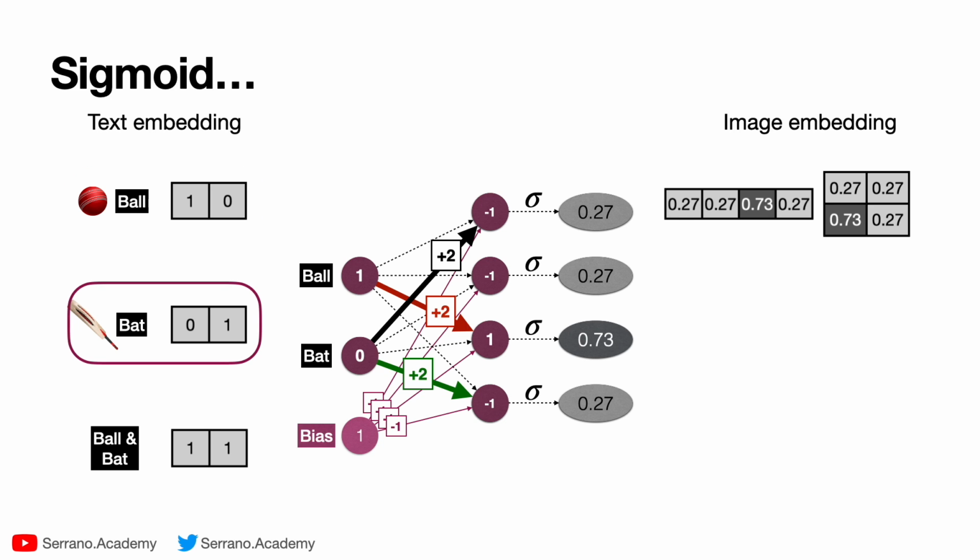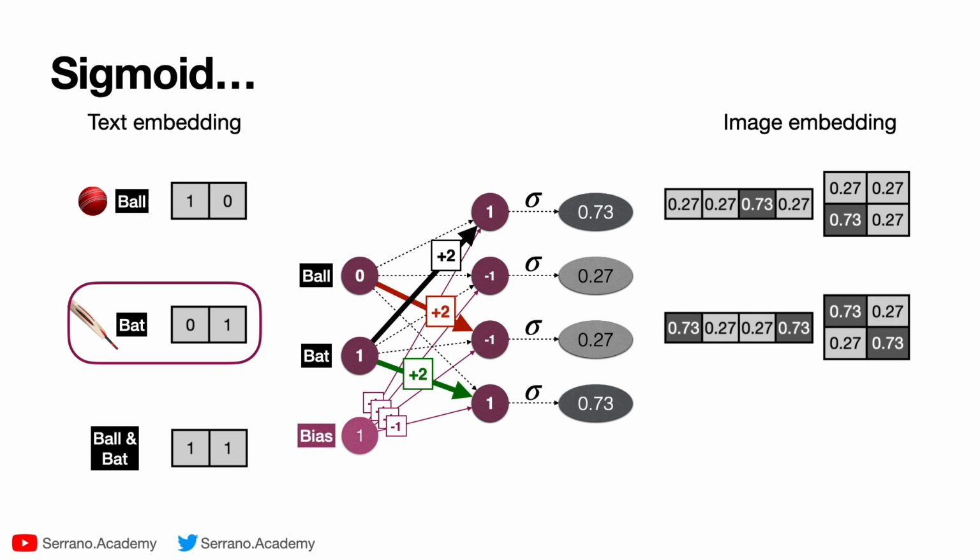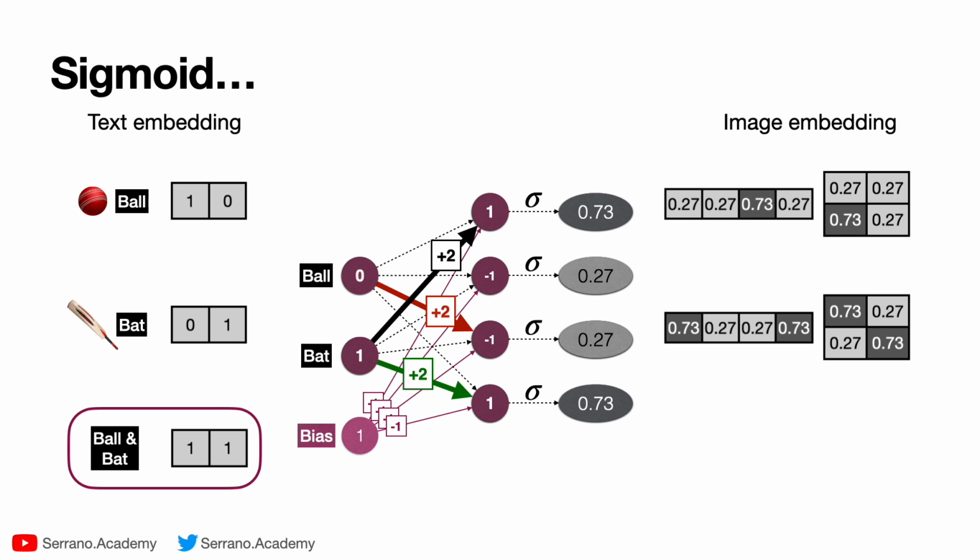Now what happens with bat? Well, very similar. 0, 1 goes to, now it's going to be -1, 1, 1, -1, which becomes 0.27, 0.73, 0.73, and 0.27, which goes to this vector over here, which goes to the image over here. That is now just a little bit better bat. You can see it more in the diagonal. It's more clear than the previous one. Still not great, but much better. And finally, ball and bat. Well, that's a 1, 1 that goes to -1, 1, 1, 1.